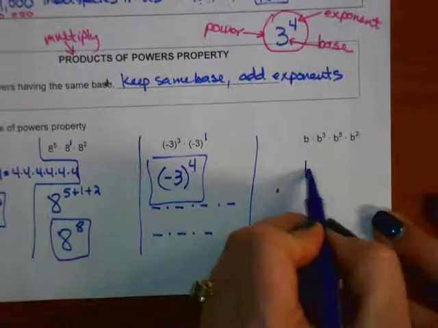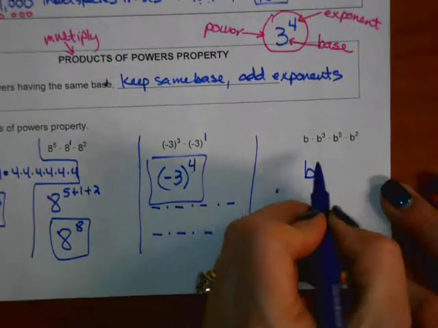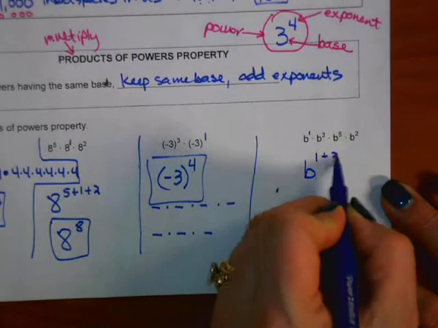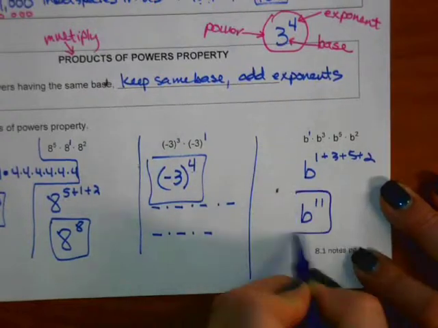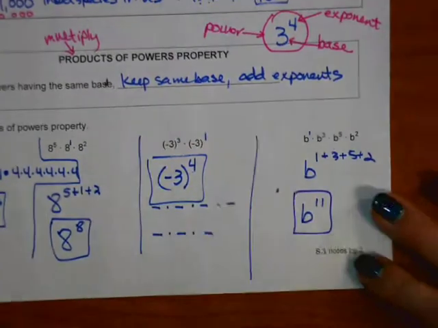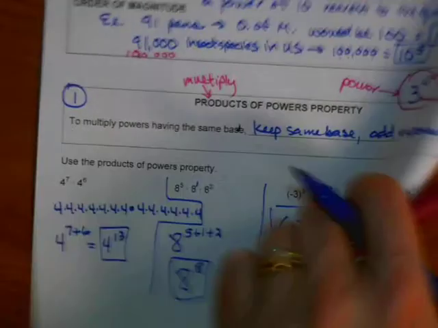Okay, last one. B to the what? 11. It's 1 plus 3 plus 5 plus 2, which is b to the 11. Okay. This is the first property that you're going to be working with. Now let's look at a couple more on the back here.